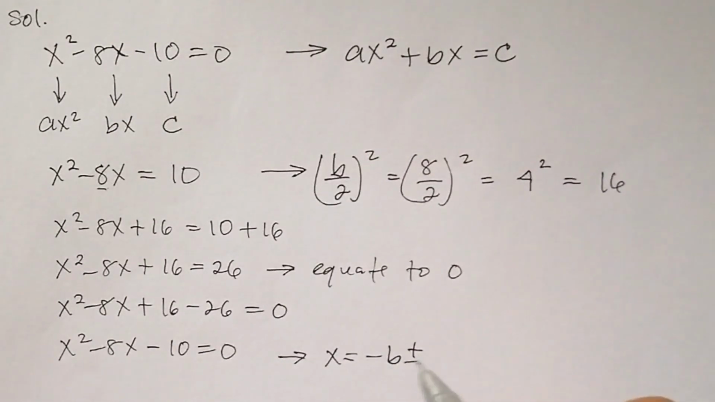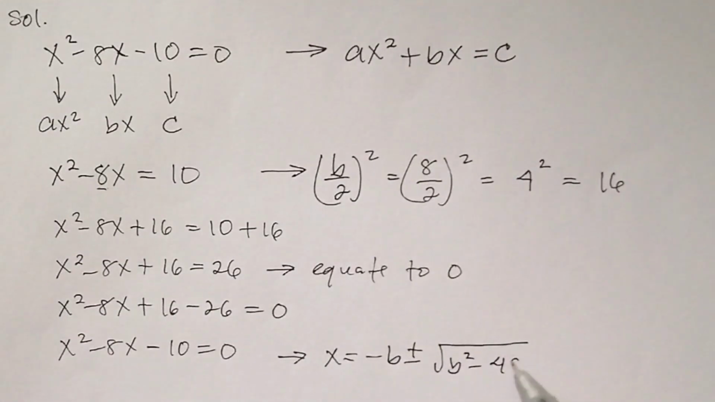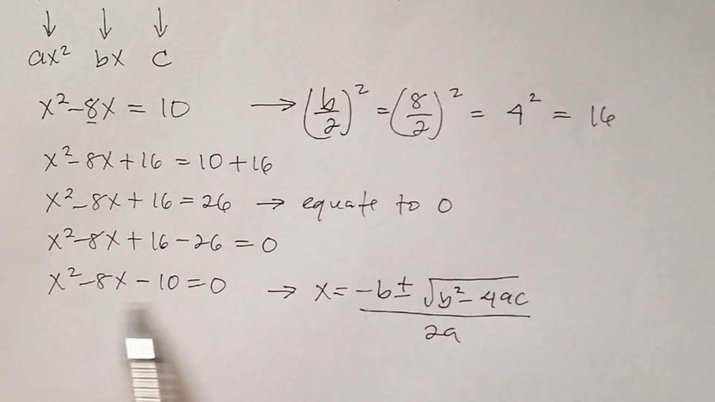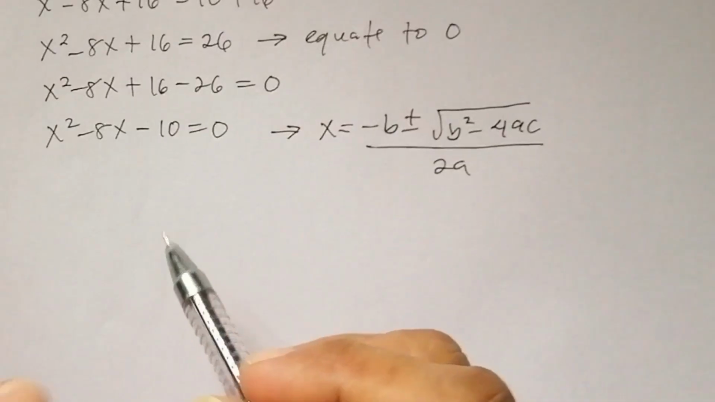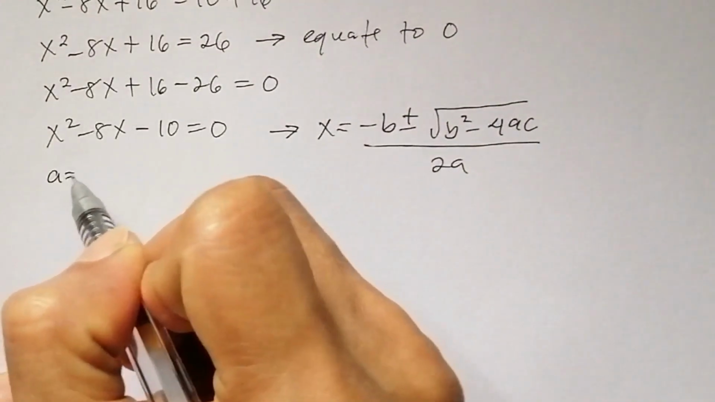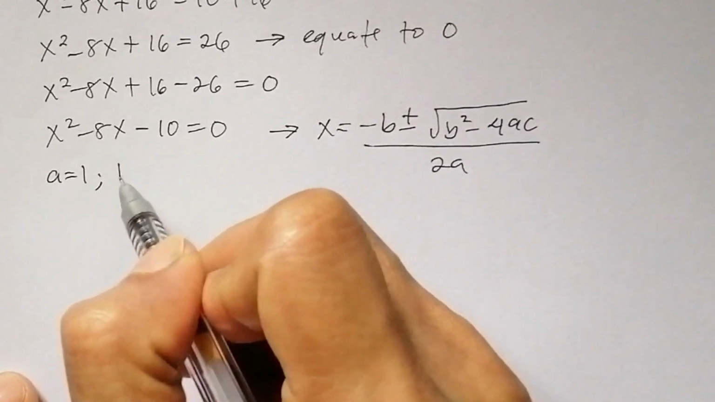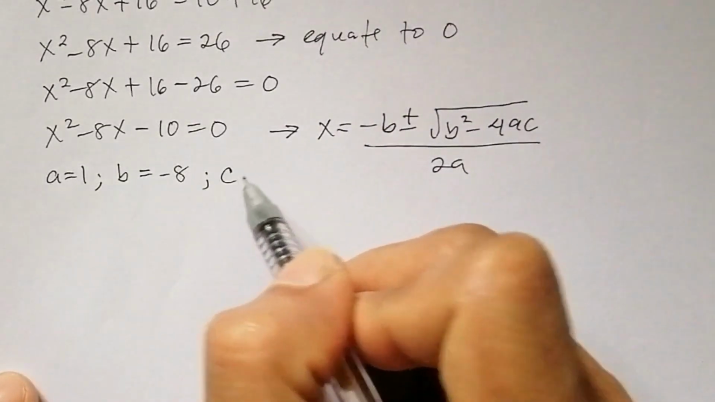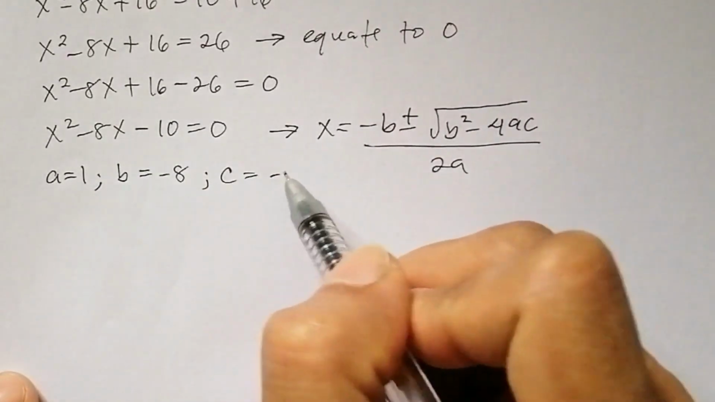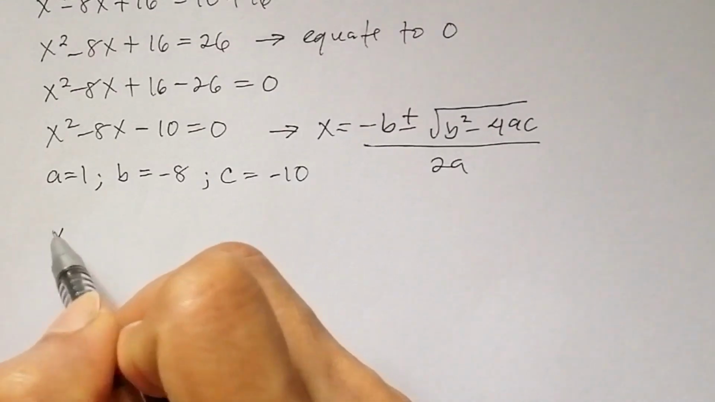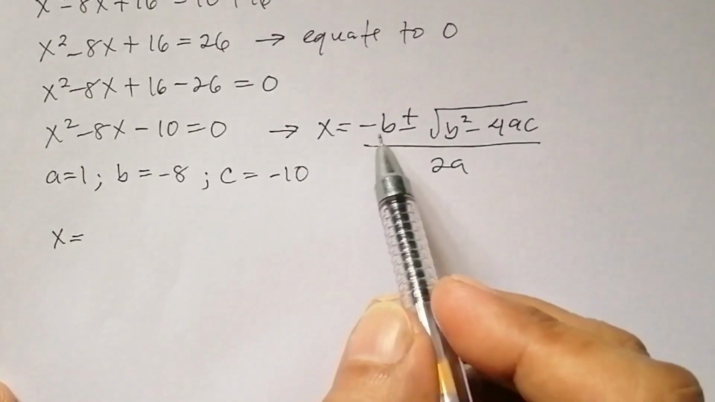This is the quadratic formula: x is equal to negative b plus minus the square root of b squared minus 4ac over 2a. Now we're going to locate the values of a, b, and c, where a is equal to 1, the coefficient of x squared, b is equal to negative 8, and c is equal to negative 10. Go ahead and plug in the values of a, b, c in the quadratic formula.